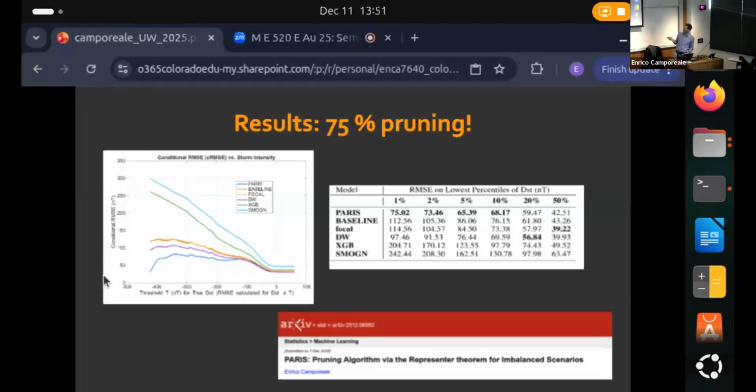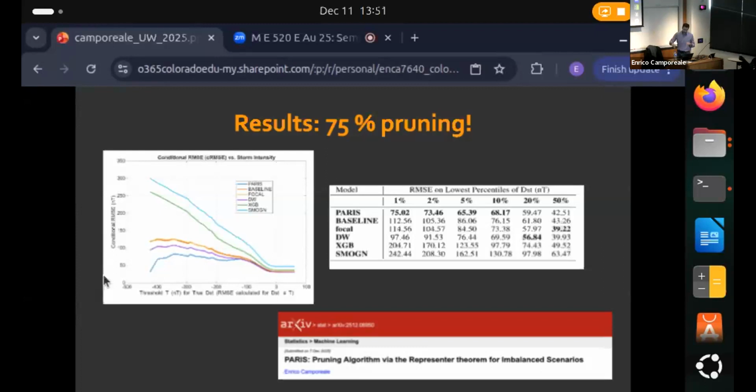So if you take the smallest 1% of points in my test set, and I compute the RMSE only on the smallest 1%, you can see that the RMSE is about 75, so it outperforms all of them. And it's still good up to maybe 15%. And then it's still good in the sense that it's very similar to other methods, but it's not the best.